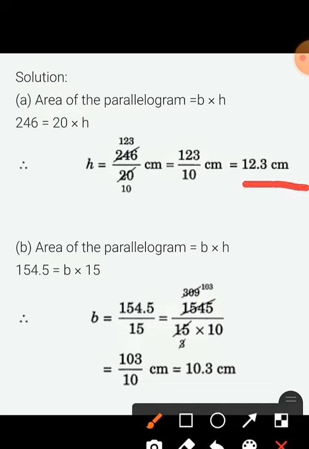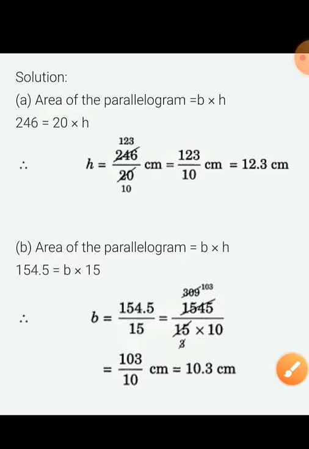Now we will see second part, that is B1. Again same way we will do area of parallelogram, base into height. Area is given 154.5, base into height. Now height is given to us and base is not given. Okay, so base और height दोनों में से कोई भी एक value आपको दी होगी. Method is same, आपको divide ही करना है. So into 15 is given, again 15 we will take it here and we will divide it.